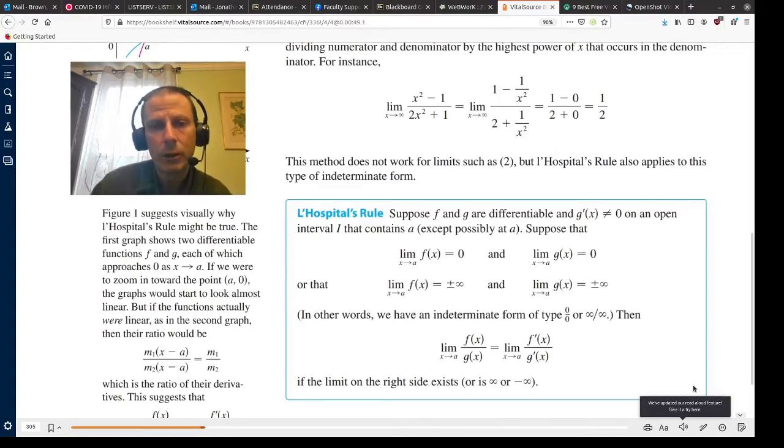So as you all have read by now, at least if you're being the good students that I know you all are, L'Hopital's rule says that whenever you have a limit of a quotient, and that quotient is the 0 over 0 or infinity over infinity form, then the limit of f over g will equal the limit of f prime over g prime, provided that the limit even exists.